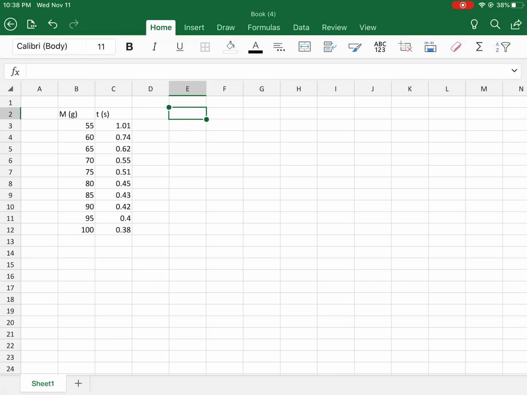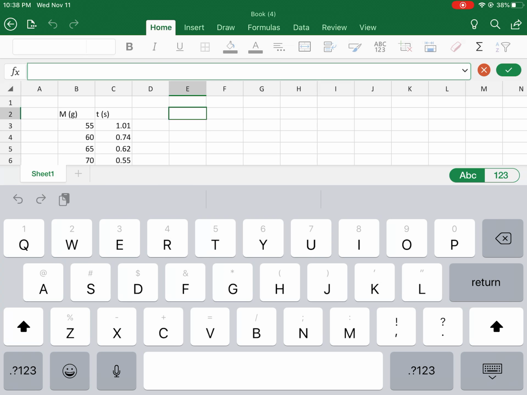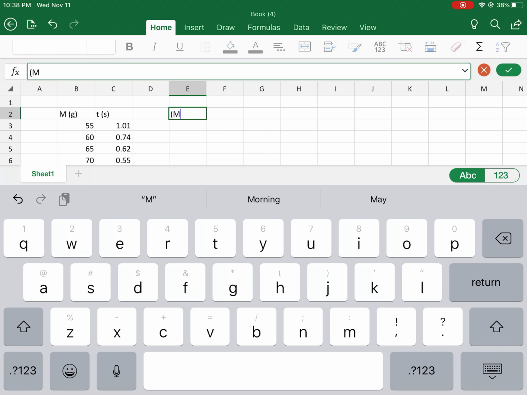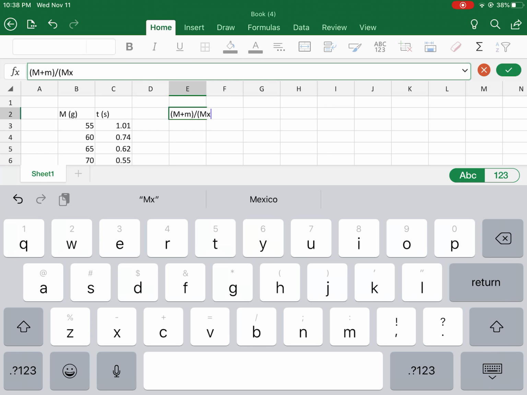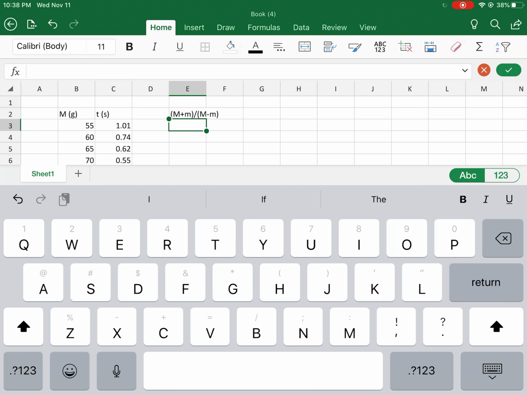All right then, I've already got my raw data, so that graph should be good to go. Now what I need is my x value will be big M plus little m, divided by big M minus little m. And I hit enter. I can click up on the E and then click on those two lines and drag over to expand the width of the column.